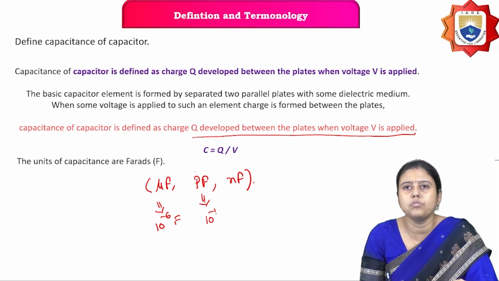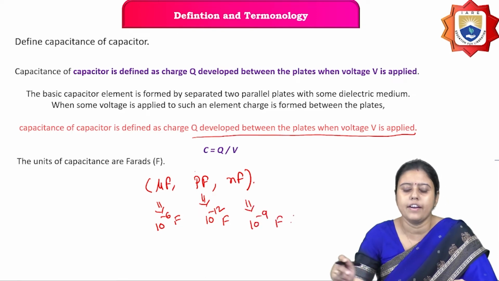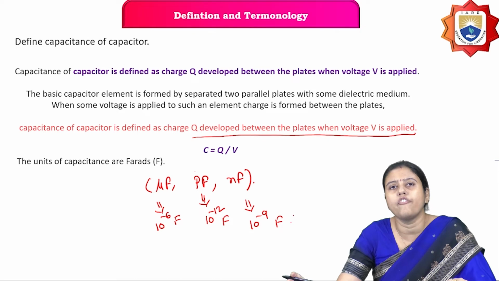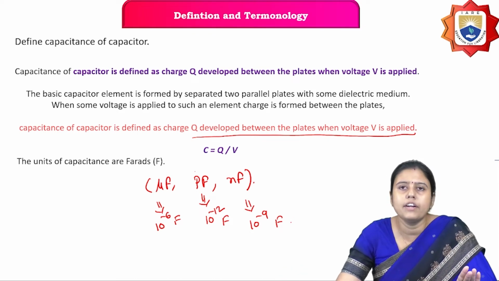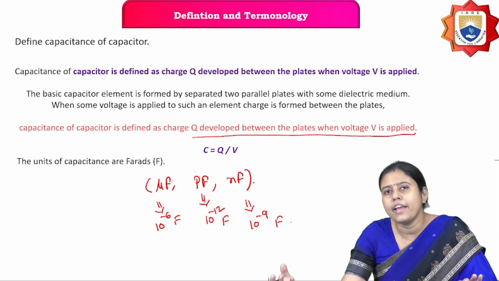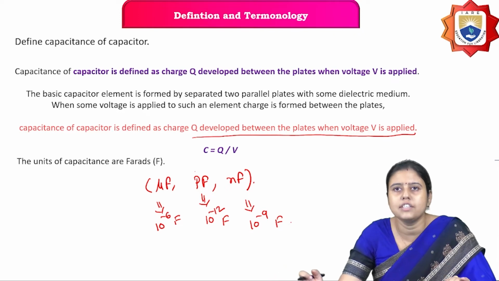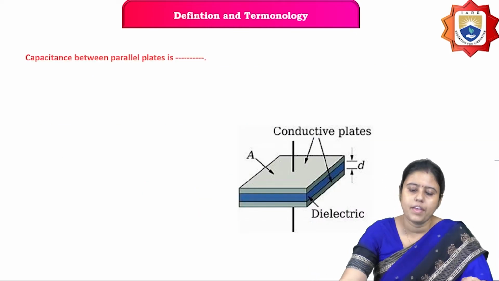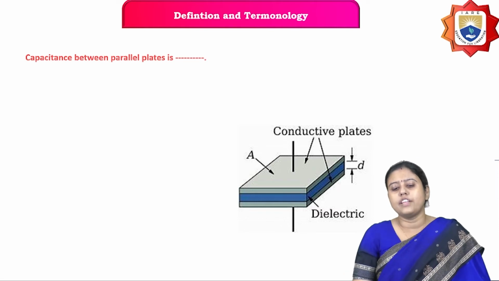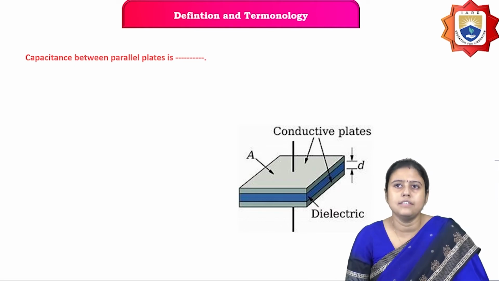Picofarad means 10 to the power minus 12 farad, and nanofarad means 10 to the power minus 9 farad. So the unit is generally the farad, but for our day-to-day life, for buying any capacitor, we generally prefer 3 units: microfarad, picofarad and nanofarad. Next, the capacitance of the parallel plate is dash.